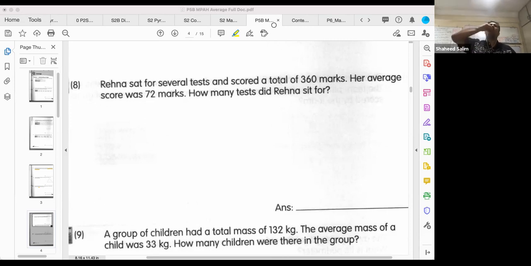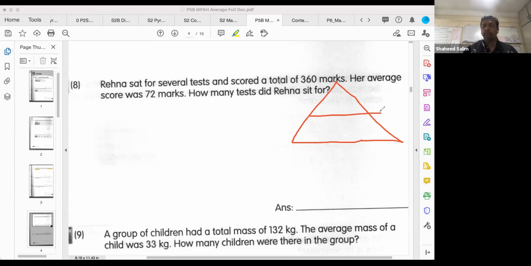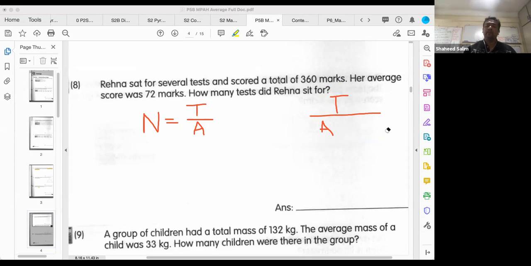Well done, is that? Okay. Want to find the number of tests. How to find the number of tests? What is the number? They really give you down here. You must be able to see the pattern here. Number equals T over A. Say I cannot see, I cannot see. Now see. Now I can see: T over A.